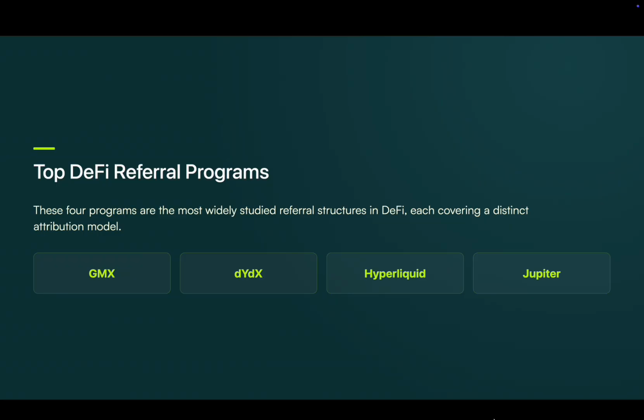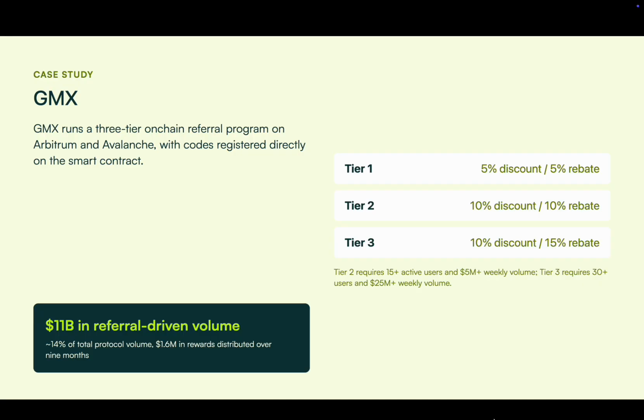Let's look at 4 major DeFi referral programs. GMX, dYdX, Hyperliquid, and Jupiter use different structures, but they all provide useful examples of how referral attribution and incentives can work in practice. GMX runs a 3-tier referral program across Arbitrum and Avalanche.